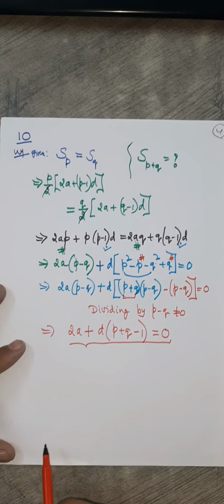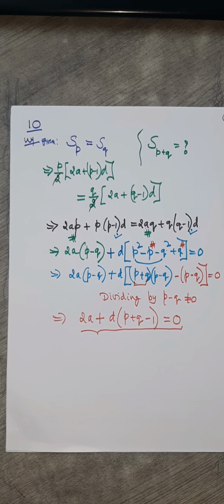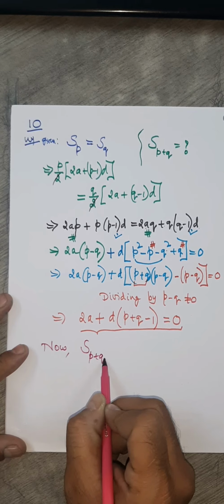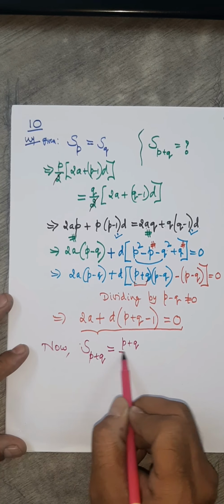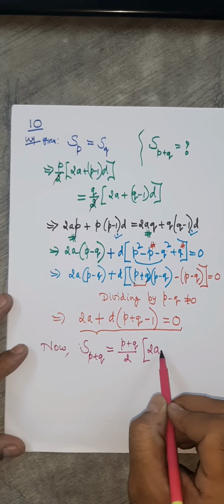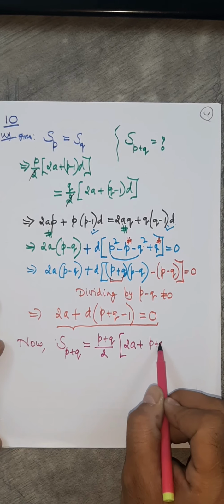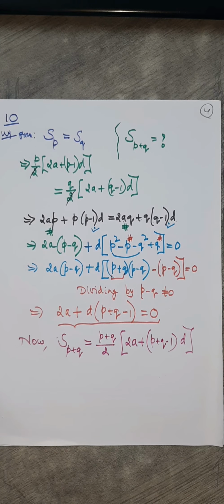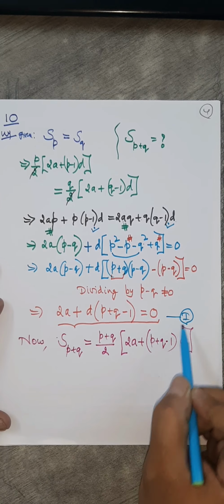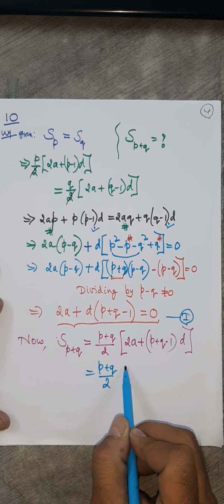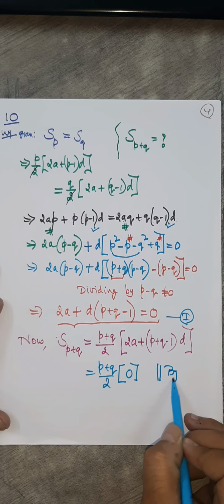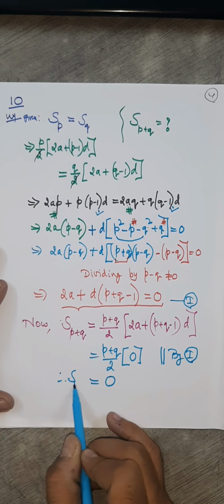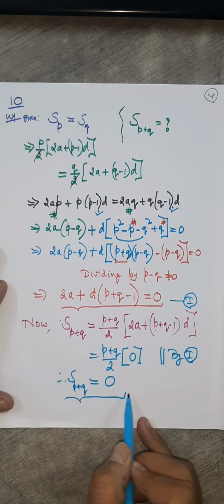This is what we have derived from the given data, in most simplified form. Now we go to what we want. So now what do you want? You want S(p plus q). Write the formula, that is p plus q by 2 inside the bracket 2a plus, we know the formula here, p plus q minus 1 into d. Now what's that bracket? That's 0. You did it. You see, this is exactly this bracket. Call this as 1. So p plus q by 2, this is just 0 by 1. And therefore, we have 0 here. This is what you wanted to find. So the sum of the first p plus q terms is 0. Proved.